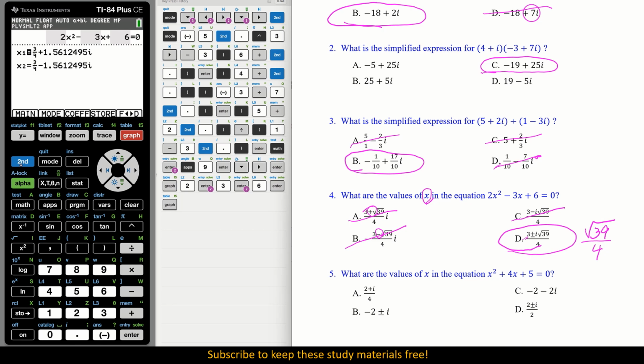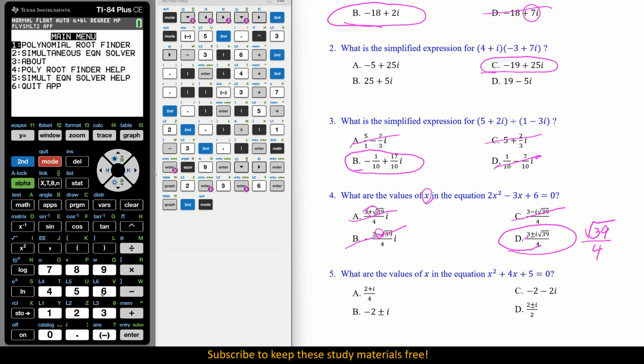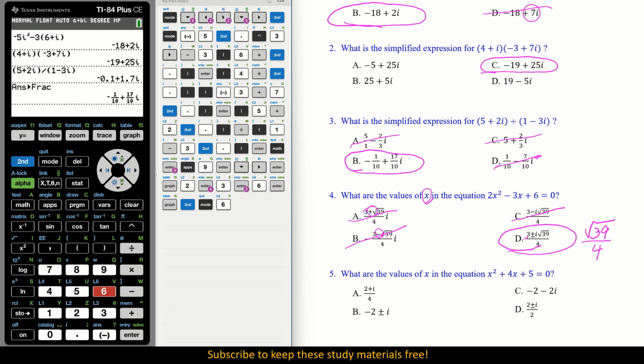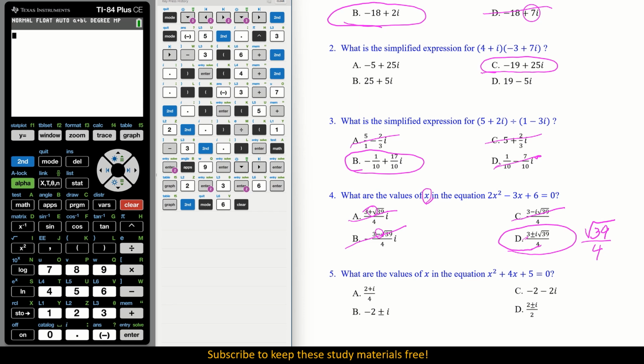Okay, so let's go second mode. We need to back out. We're going to have to do 6 again. So I'm going to clear everything. Let's set up our fraction first. So alpha y equals number 1.